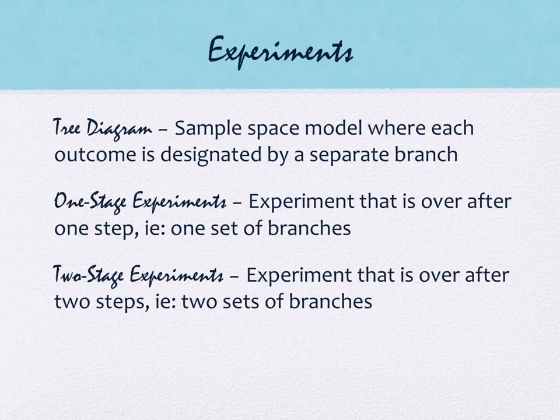So one-stage experiments, those are the ones we did last time. Experiments that are over after one step, i.e. one set of branches. And then a two-stage experiment is an experiment that's over after two steps. And we could obviously blend this into a three-step. It needs three sets of branches and so on. The most that you're going to be asked to draw, I believe, is 4 stages, but most of them are 2s and 3s. Okay, most of them are smaller than that.